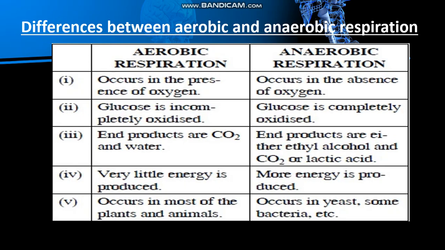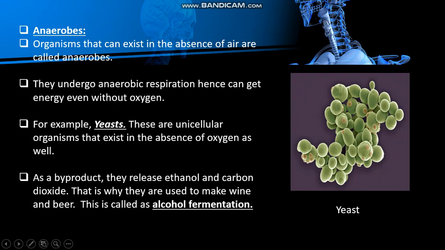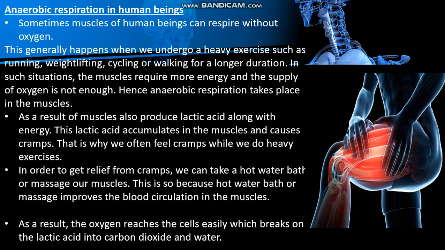Aerobic respiration occurs in most plants and animals. Anaerobic respiration occurs in yeast, some bacteria, etc. What are anaerobes? Organisms that can exist in the absence of air are called anaerobes. They undergo anaerobic respiration, hence can get energy without oxygen. For example, yeast. They are unicellular organisms that exist in the absence of oxygen. Yeast releases ethanol and carbon dioxide during the fermentation process. Using this principle, yeast is useful in the wine and beer industry.